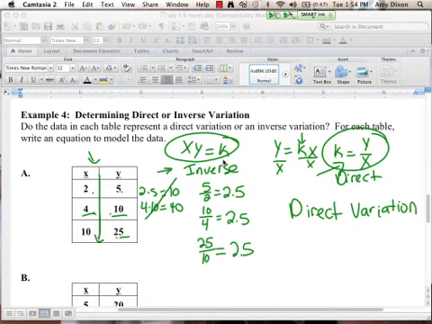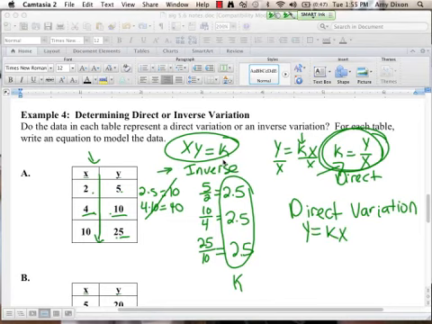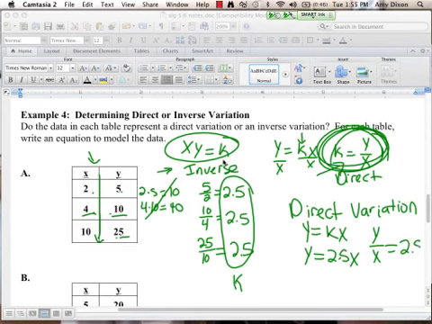Now it says to write an equation to model this situation. Since it's a direct variation, our equation is going to be k equals y over x. So our k we found here. This is your k. So then you just plug it into the correct equation. For a direct variation, it's y equals kx. So we go ahead and plug in 2.5 for k. So we get y equals 2.5x. You could also use this one up here, and you could have got y over x equals 2.5. Either one of these would be correct.